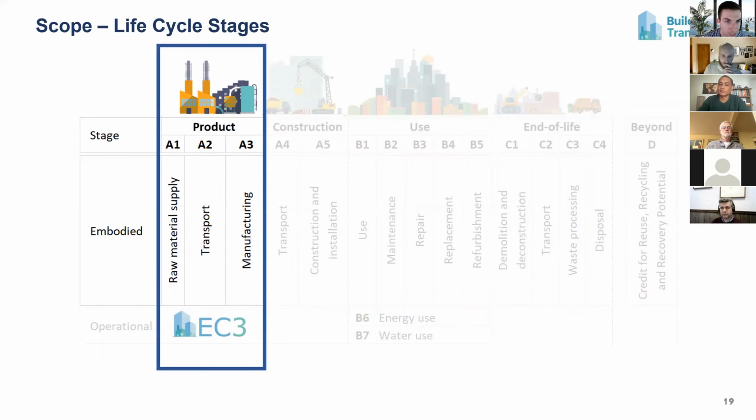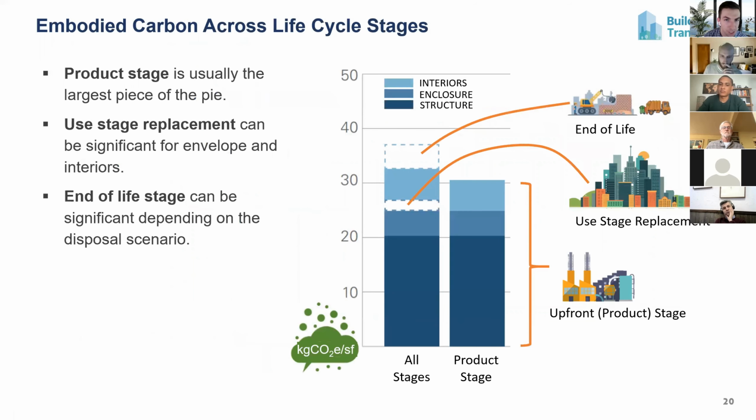Now, before I jump into Ec3, really Ec3 is a database of environmental product declarations, which really focus just on the upfront impacts of manufacturing materials. So this is sort of the distinction between Ec3 and some of the whole Building LCA tools. Just to give you an idea of what that means in terms of accounting for all life cycle embodied carbon, the product stage is actually usually the largest piece of the pie. So if you're building a new building, the product stage can account for anywhere around 80 or 90% of the carbon emissions of the building.